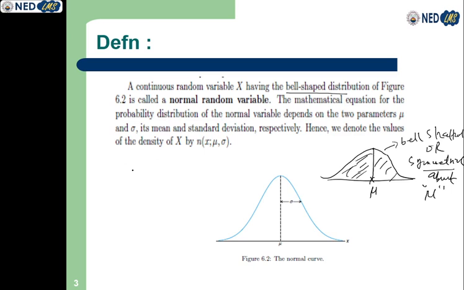So students, there are two parameters in the normal probability distribution. Mu is the mean, and sigma is, as usual, the standard deviation. If we take its square, it becomes the variance. So this is what we call the normal probability distribution, having a bell shaped curve graph with mean mu, symmetrical about the mean mu.